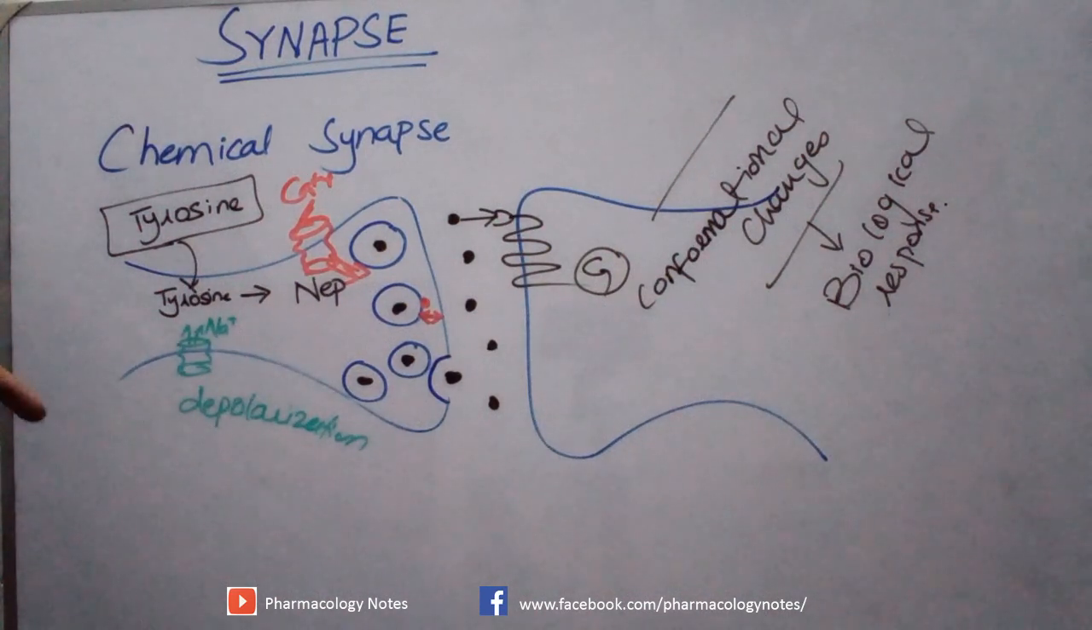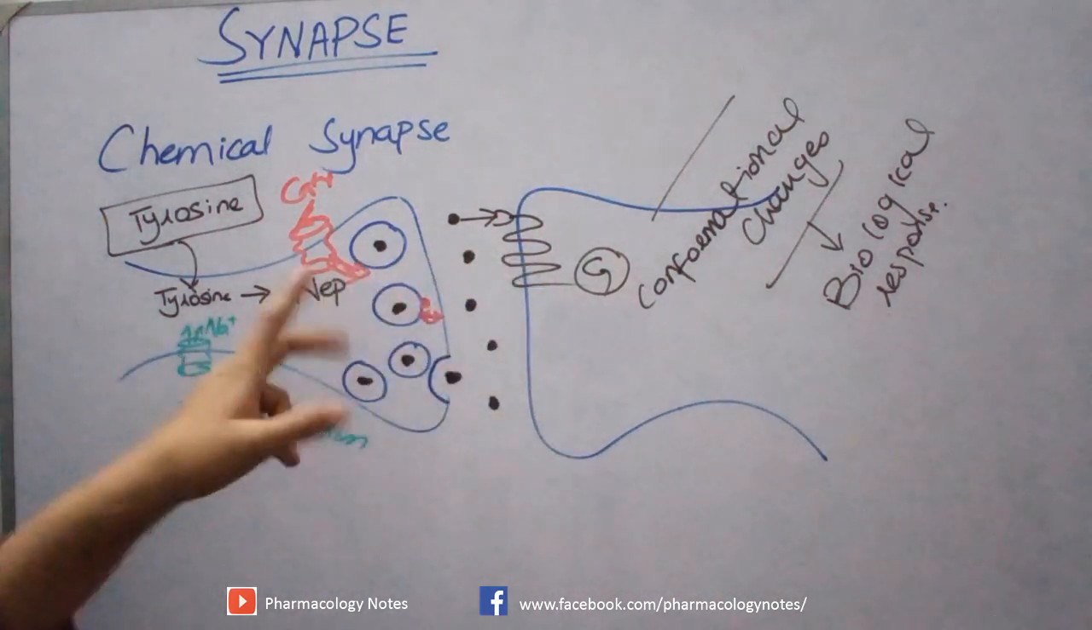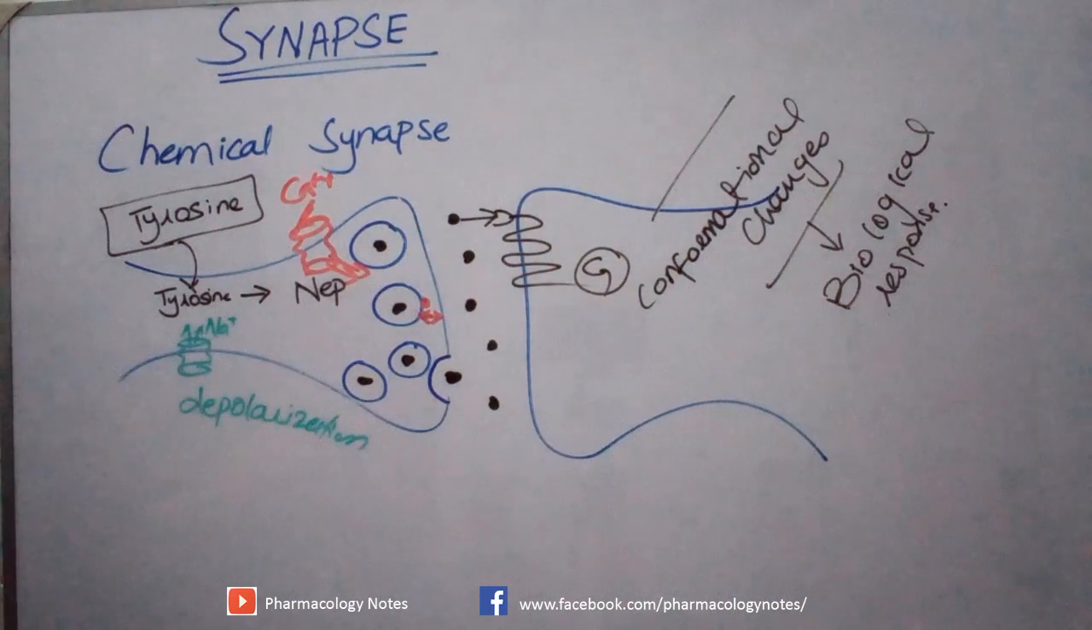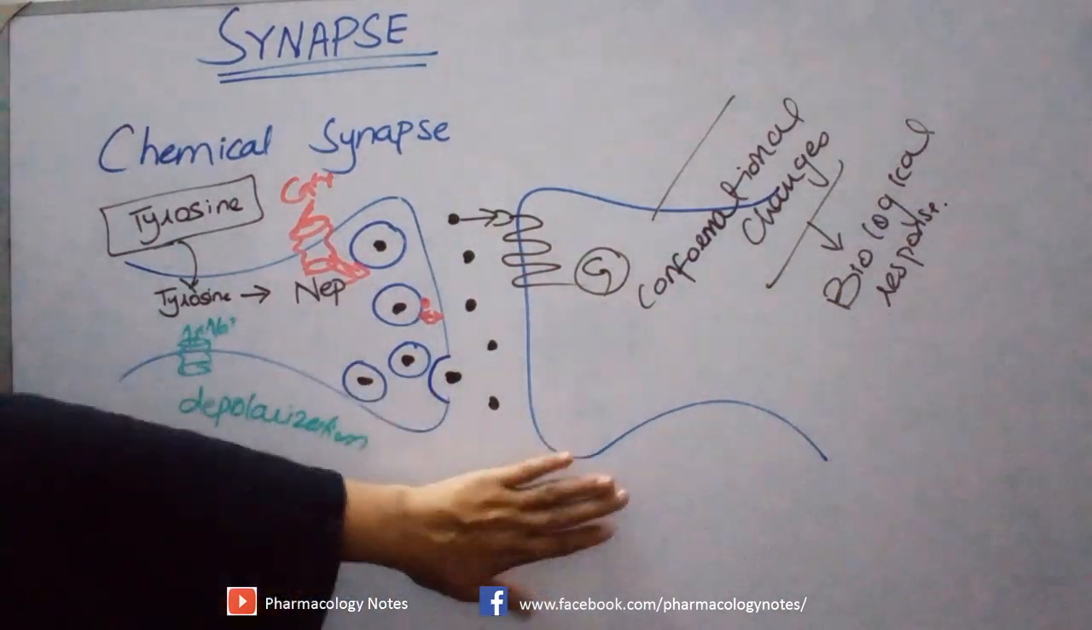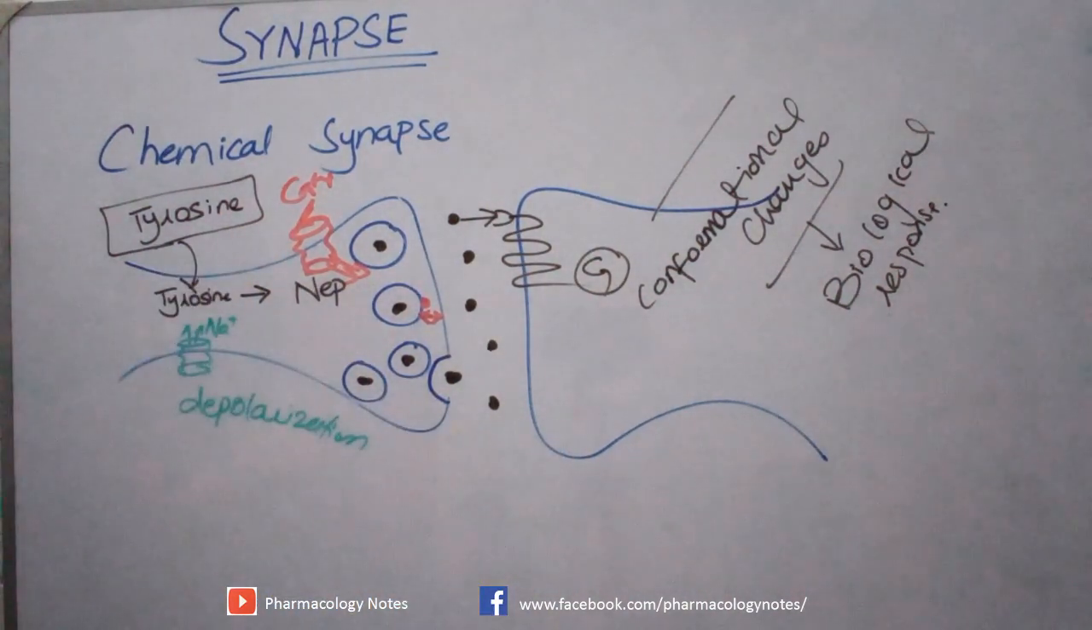In the case of an electrical synapse, there will be ion channels between these two neurons, the presynaptic neuron and postsynaptic neuron, and this will ultimately lead to communication between them. So this synapse is very, very important in terms of pharmacology.